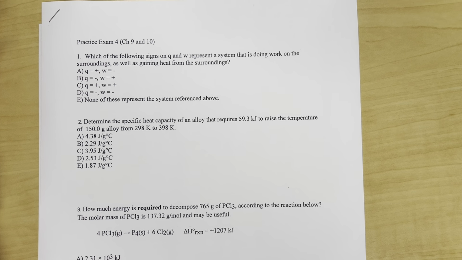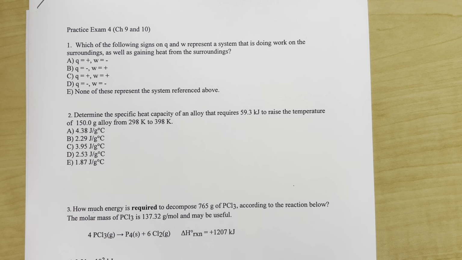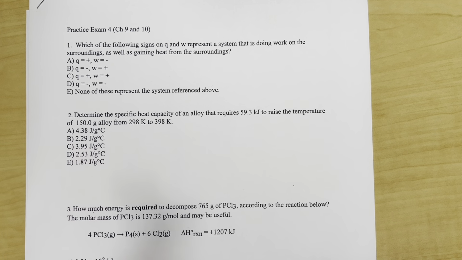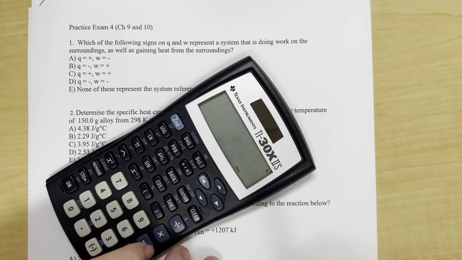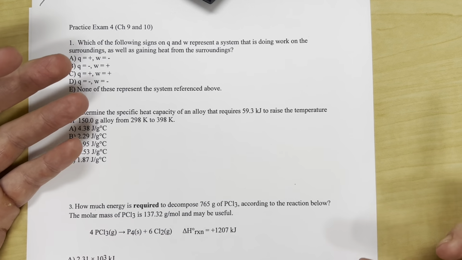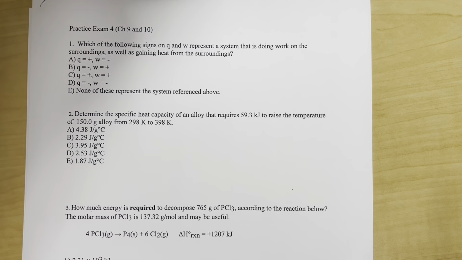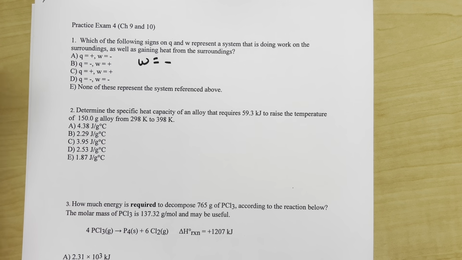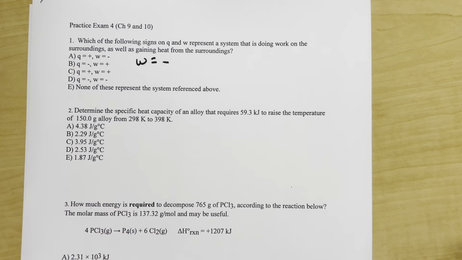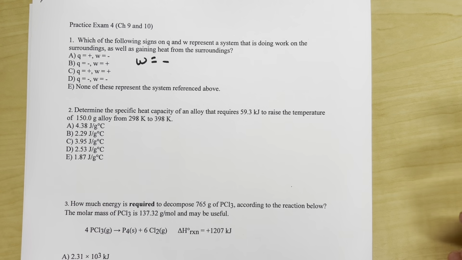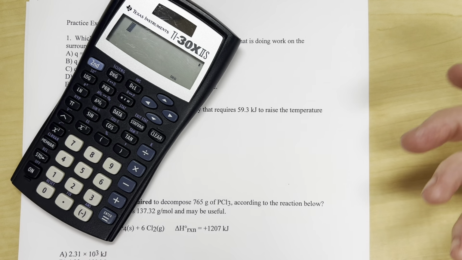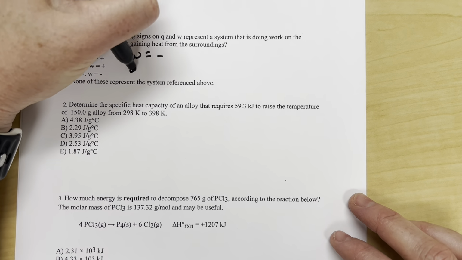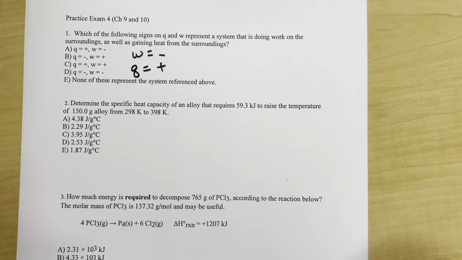So the first question says, which of the following signs on Q and W represent a system doing work on the surroundings as well as getting heat from the surroundings? If something's doing work, like let's say I take this calculator and I push it, I expended calories doing that, so therefore I lost the work. In that case, our work would be negative. And if something's gaining heat, that means heat is being added to it. Think of if I took a blow dryer and blew this thing, it would absorb the heat, and therefore its Q, or heat, would be positive.